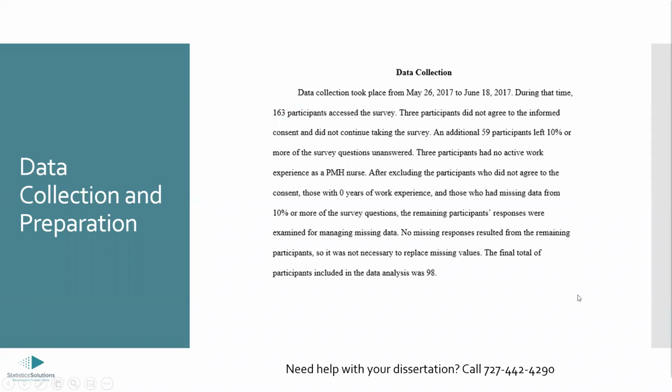Here's another example of how this might look. So this contains a little bit more detail. So we start by saying when the data collection took place, and again, stating how many total participants responded to the survey. And then we go into detail about any participants that we excluded for various reasons. So maybe they didn't agree to the informed consent, or they were missing a certain percentage of respondents, or they didn't meet the inclusion criteria. And then we state at the end what our final total sample size was after applying all of those exclusions.